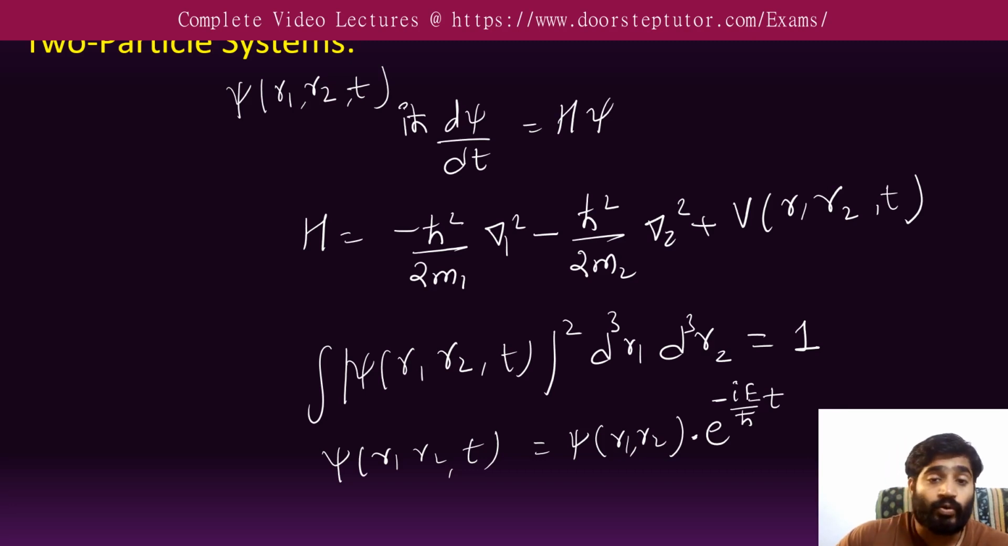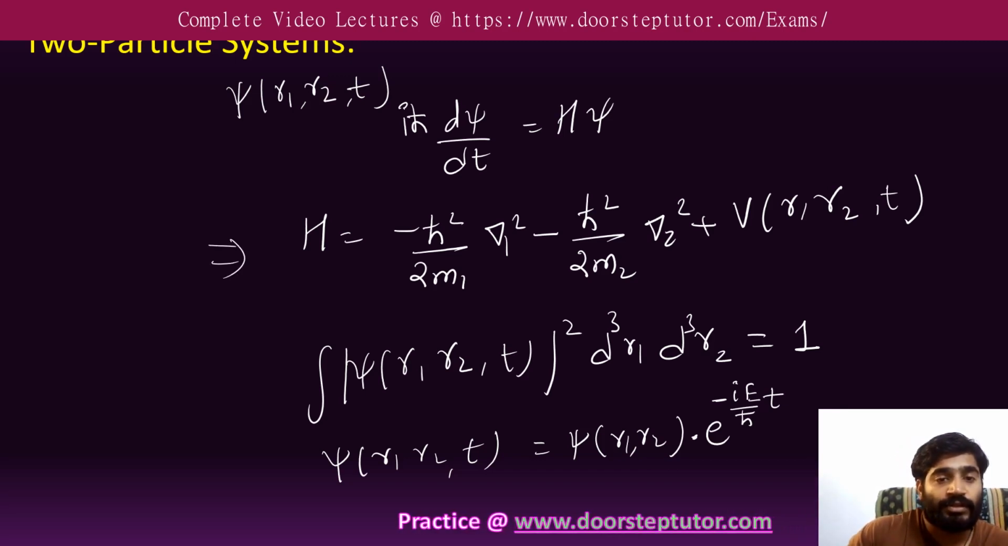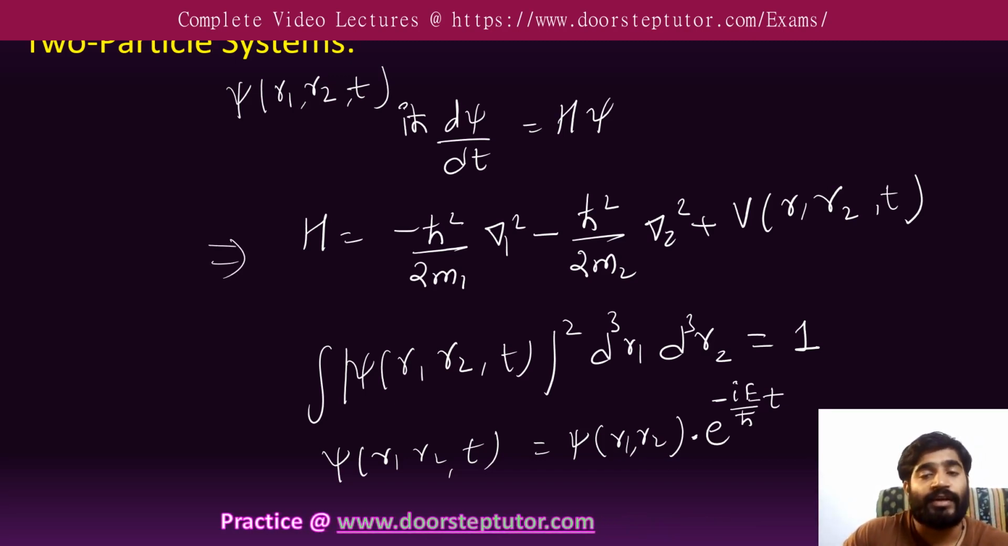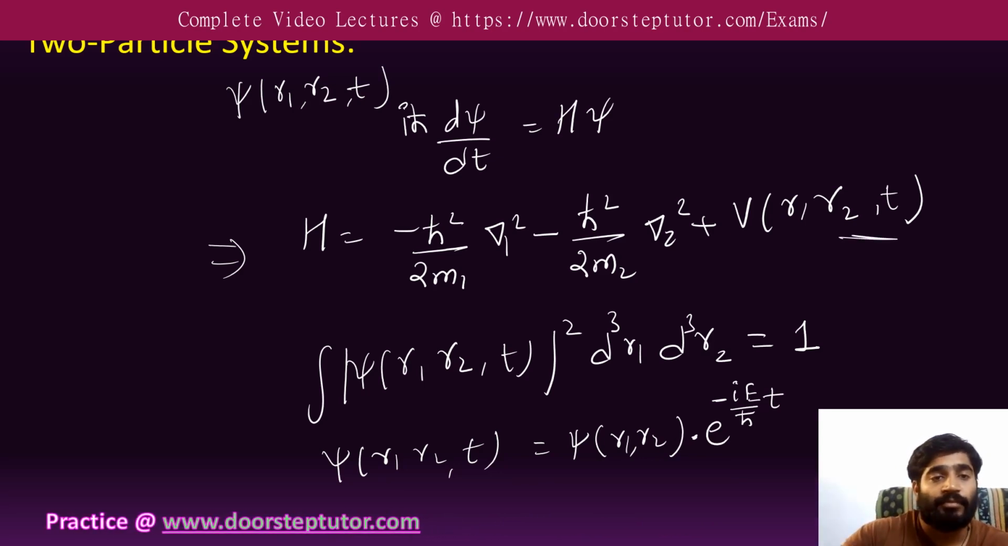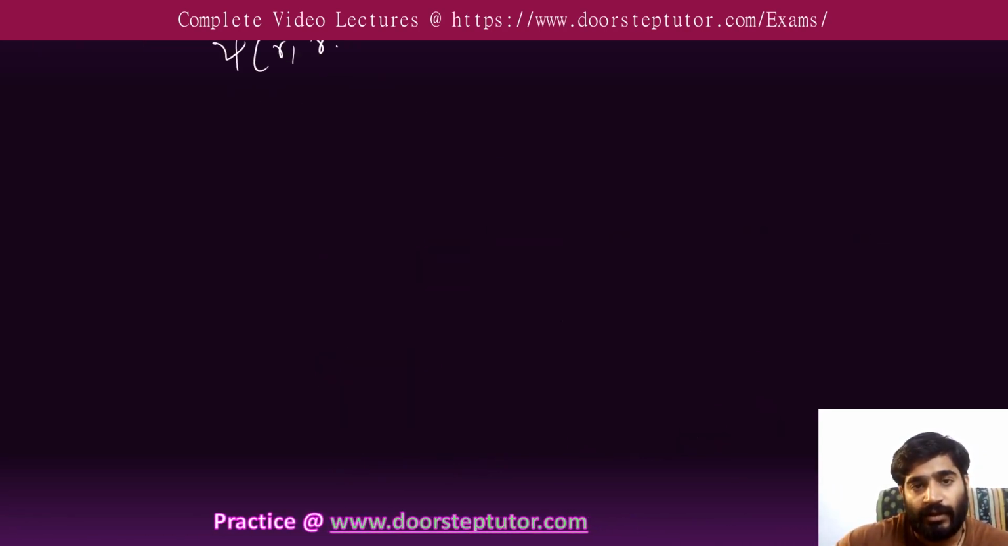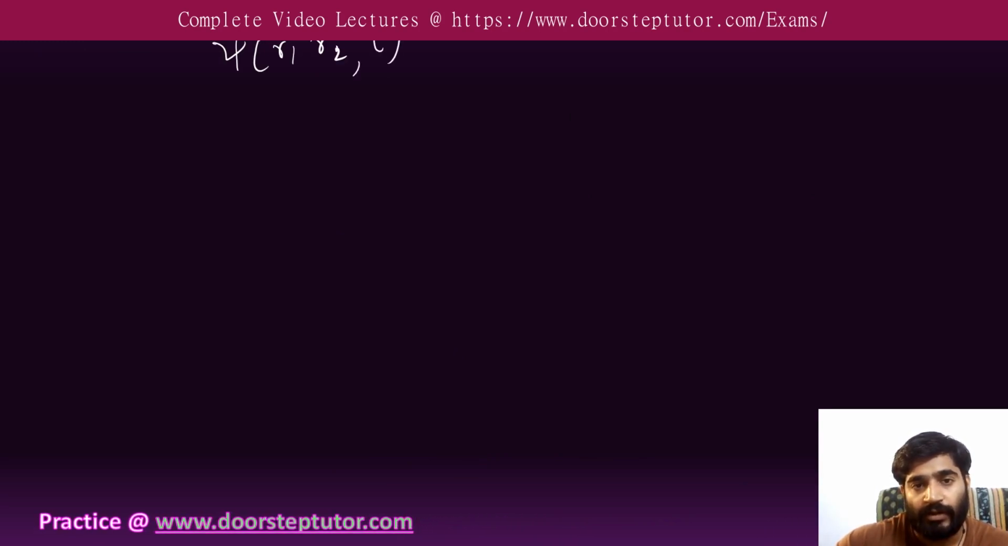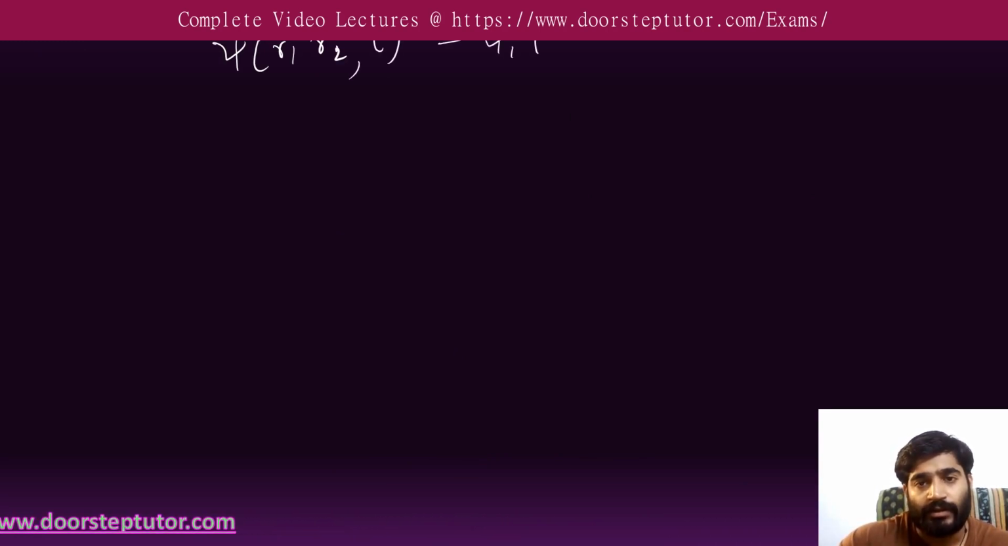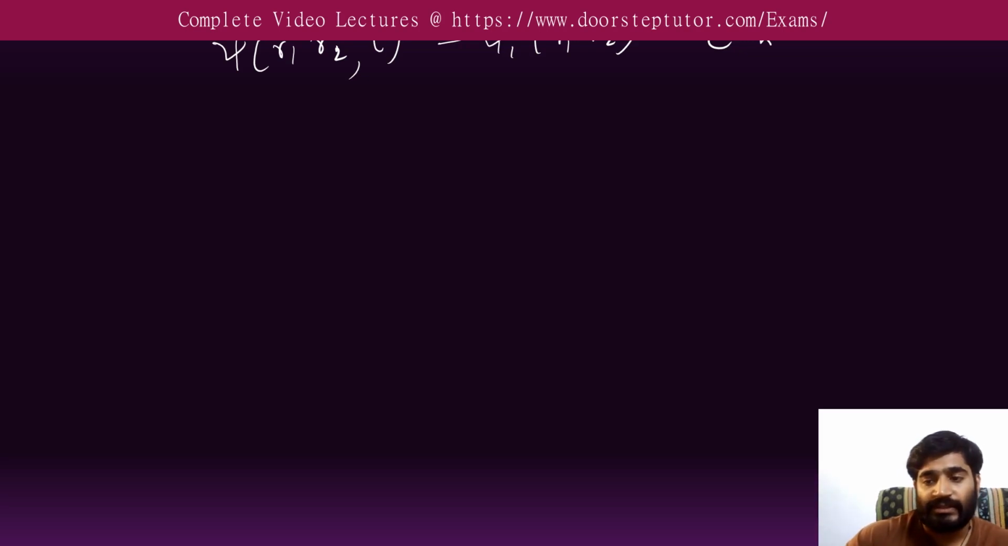But if I want to find the Schrodinger equation in the time independent form, then it will be different, because this is the Hamiltonian equation for time dependent, because it is depending on the time. So my time dependent function is psi of r1 r2 time, that we already know, which is going to be psi of r1 r2 into e to the power minus i E t by h cut. Simple.